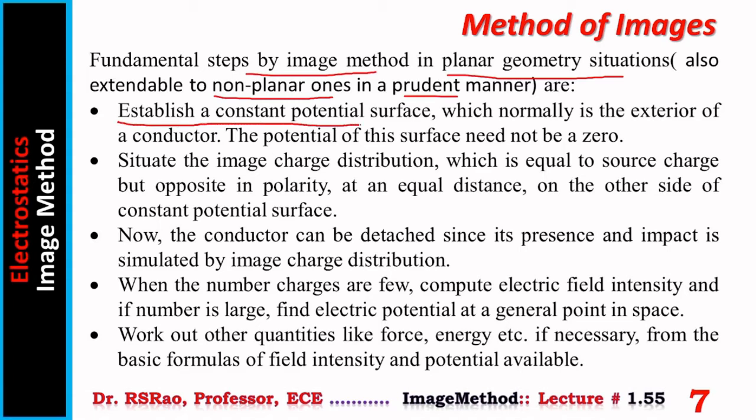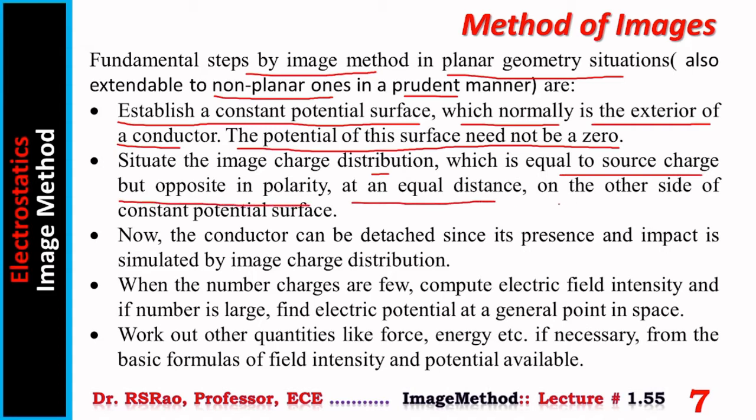Establish a constant potential surface, which normally is the exterior of a conductor. The potential of this surface need not be zero. Situate the image charge distribution, which is equal to the source charge but opposite in polarity, at an equal distance on the other side of the constant potential surface.